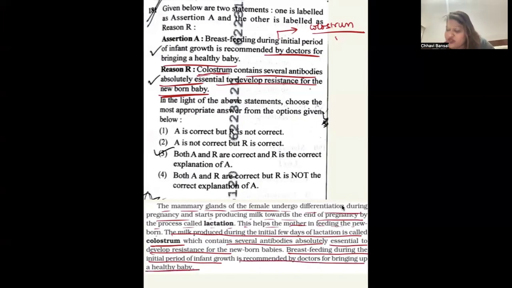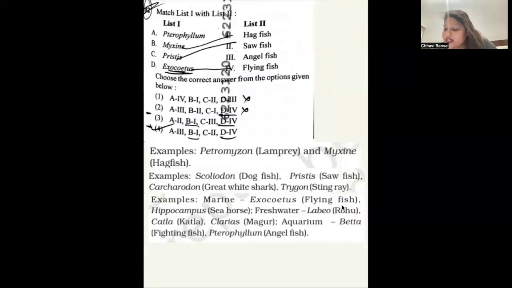So breastfeeding during the initial period of infant growth is recommended by doctors for bringing up a healthy baby. It means both assertion and reason are correct, and the reason is the correct explanation of the assertion. It means option 3 is the correct answer here. Clear? Let's go to the next question.